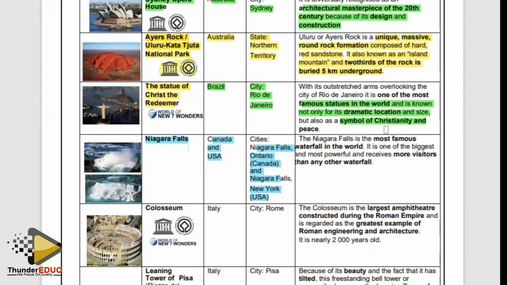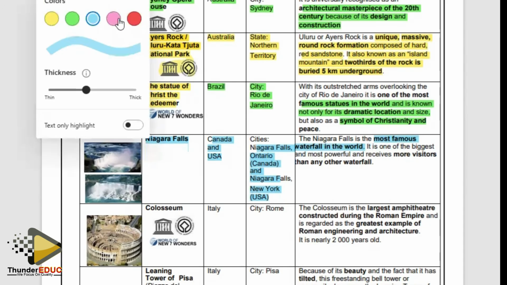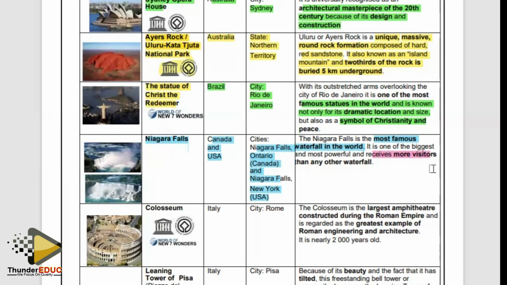Then the Niagara Falls is the world's most famous natural waterfall. You must also acknowledge that it is one of the biggest and most powerful falls in the world, but it's not exactly the biggest. The fact that it receives more visitors than any other waterfall in the world makes it an icon. It receives approximately 10 million visitors a year, which makes it stand out amongst the world's waterfalls.